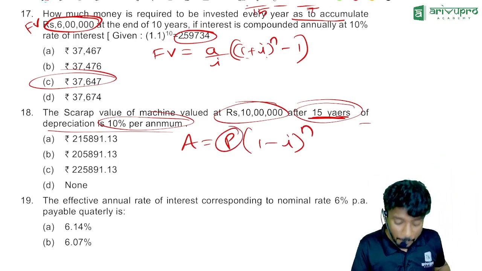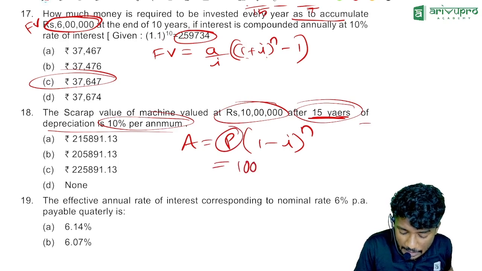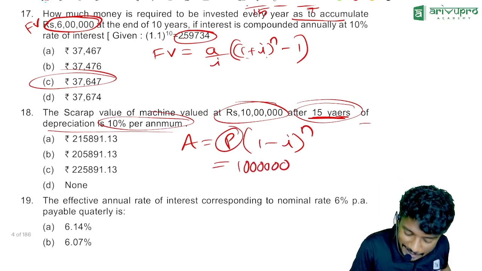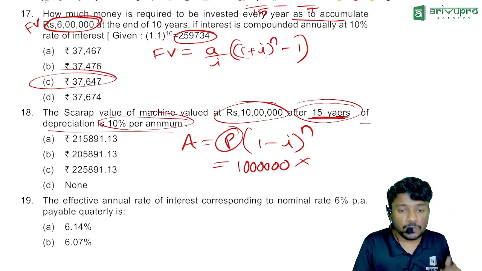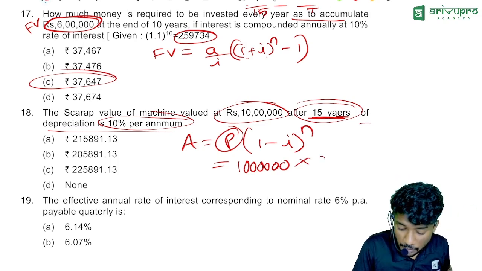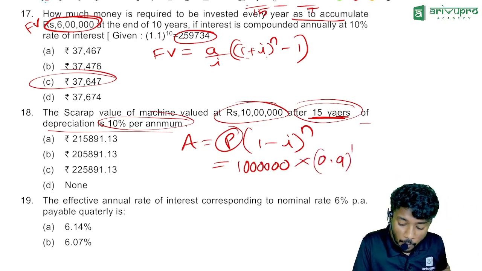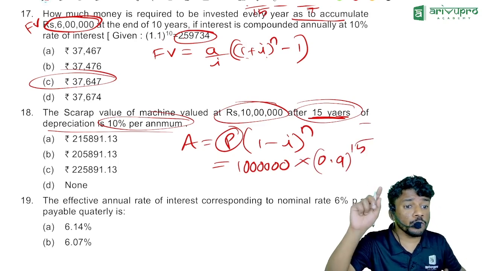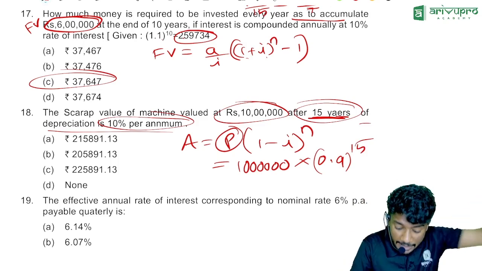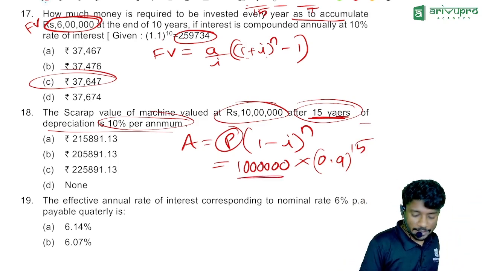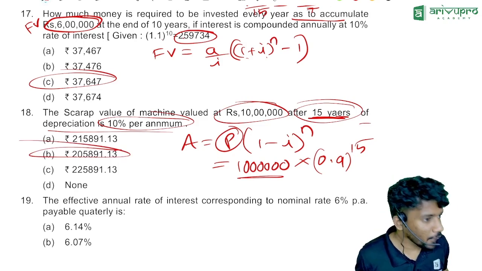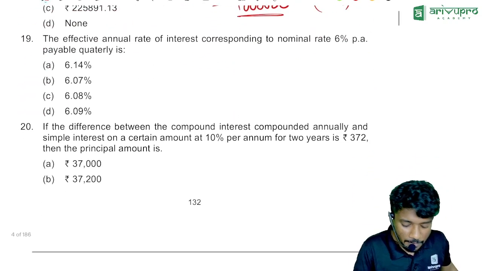So here, what is given? P is given, right? P is 10 lakh. So 10 lakh has how many zeros? 6 zeros, into 1 minus I. That means 1 minus 10% is how much? 0.9, the whole raised to how much? 15. Find the value. 0.9 into equal to how many times? 14 times. Then multiply it with 10 lakh. What is our answer? B. Option B is our answer. Did you get the point? Yes. Next question. Option A.